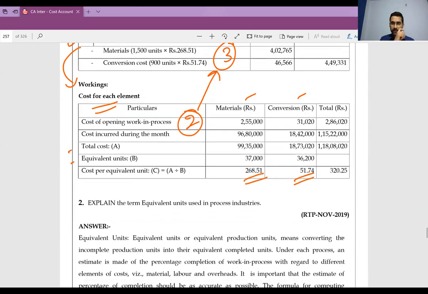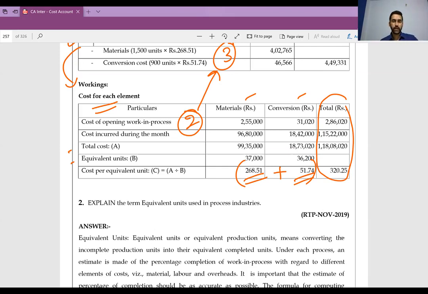I have explained everything. The way you show the numbers may be a little different. Don't worry, don't worry. Here you see they have done total. This is unnecessary. Anyway, you can do 268 plus 51.74. No, when you have to calculate something, you don't have to do this total column, unnecessary.